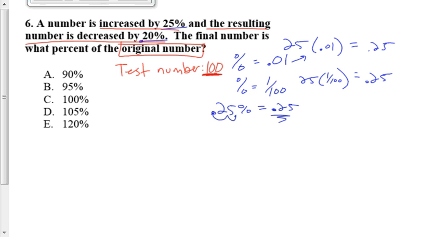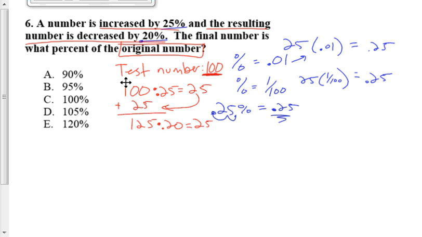So, in this case, we have 100% being increased by 25%. So we first have to figure out what 25% of 100 is. We multiply 100 by 0.25, and that gives us 25. Since we increased, we're going to add that 25 to the 100. So we get 125. Then it says that new number is decreased by 20%. So let's figure out what 20% of 125 is. Multiply by 0.20, we get 25 again. Since we are decreasing, we're going to subtract 25 from the 125, and we get 100.